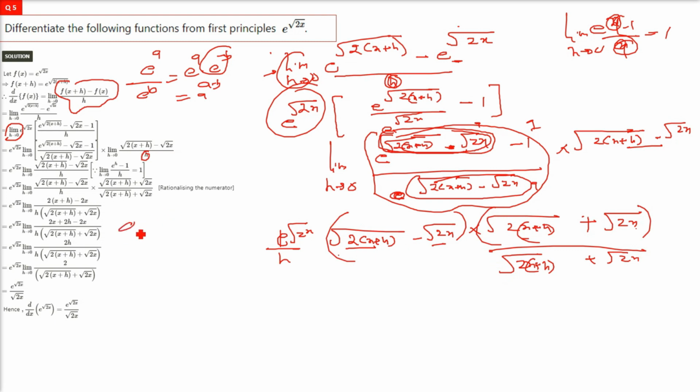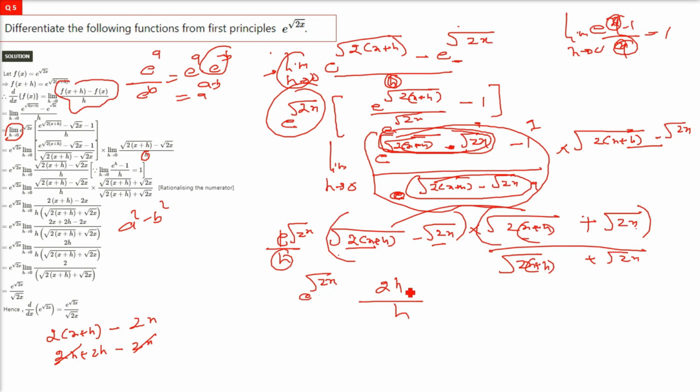A minus b into a plus b is what? A squared minus b squared. This square, so it is under root. So when you take the square of the under root, the square root vanishes. So you only get 2 into x plus h minus 2x in the numerator. 2x plus 2h minus 2x, 2x gets cancelled. You have a 2h here, and we are very fortunate that h is already there in the denominator. So you can just cancel these out.